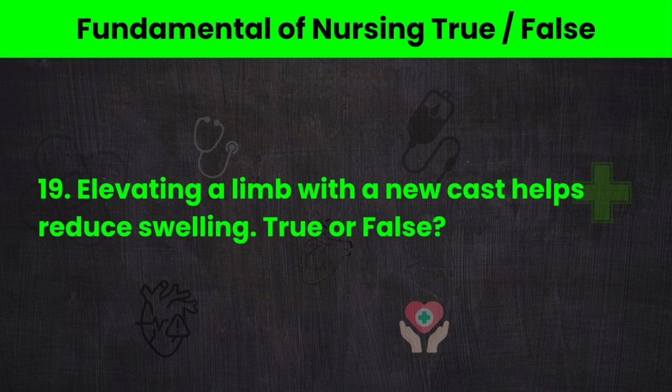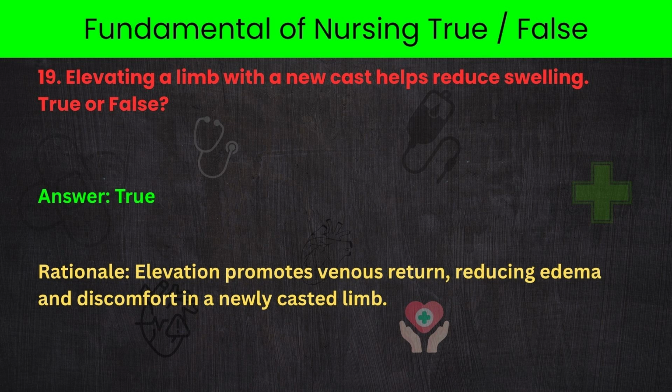19. Elevating a limb with a new cast helps reduce swelling. True or false? Answer: true. Rationale: elevation promotes venous return, reducing edema and discomfort in a newly casted limb.